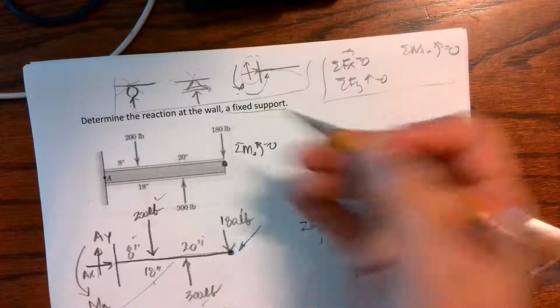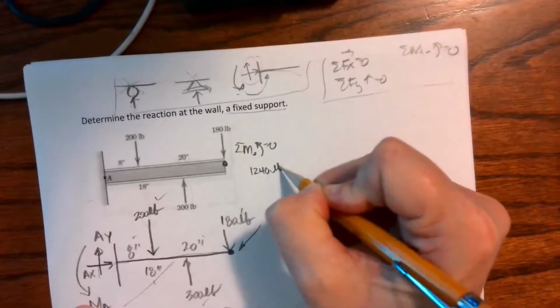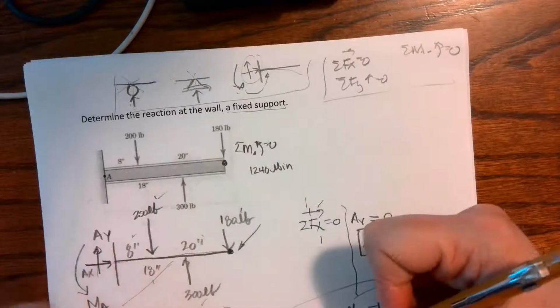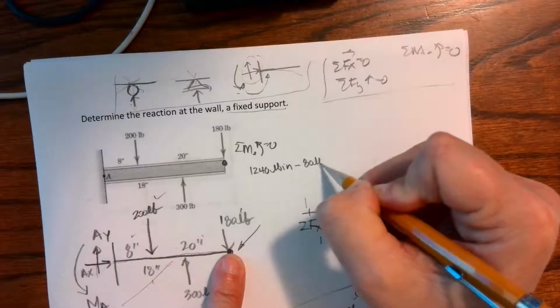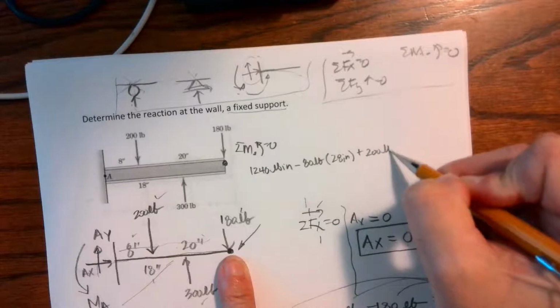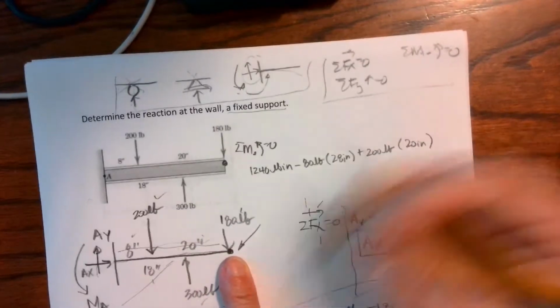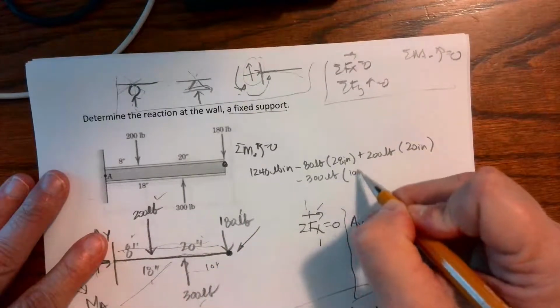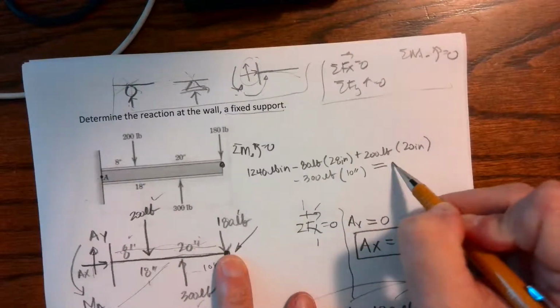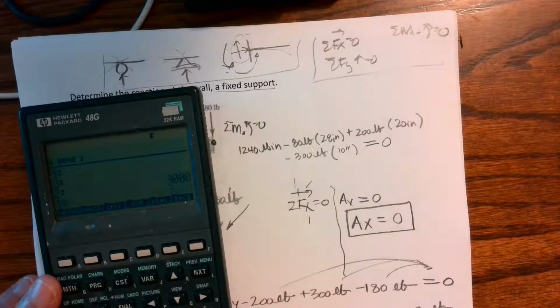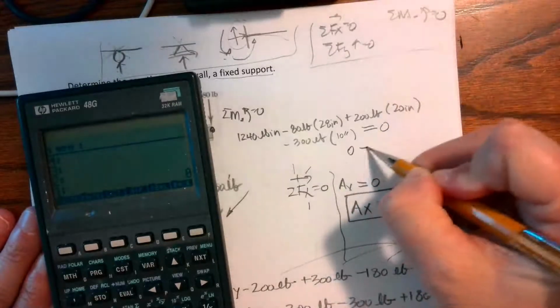If I go left to right, I'm going to have that moment at A, which was 1240 pound inches, positive. AX going straight through doesn't cause a moment. AY, that's got value, 80 pounds going up, which is negative rotation, so minus 80 pounds times 8 plus 20, so 28 inches. Plus 200 pounds times 20 inches, minus 300 pounds times, well, if this is 28, 18, this has to be 10, times 10 inches. And then the 180 is coming straight through. All of this should equal zero. So when I get my calculator out and check, I have 1240, minus 80 times 28, plus 200 times 20, minus 300 times 10, and I indeed get 0 equals 0.